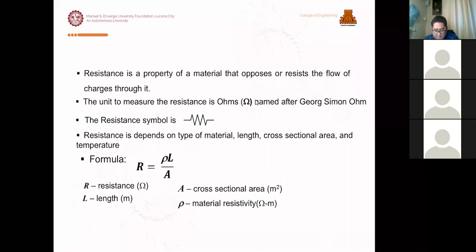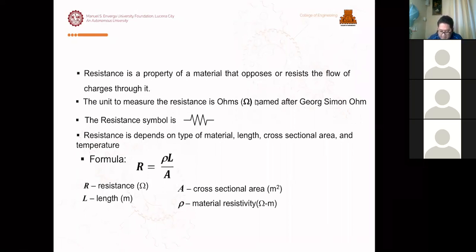Then, ito yung other characteristics niya. So, again, property siya ng material na nag-oppose or resist ng flow ng charge through it. Then yung unit of measure ng resistance is ohms, named after George Simon Ohm. And yung resistance symbol is yan, yung mukhang kidlat, no? Then resistance depends on the type of material, length, cross-sectional area, and temperature. Okay? So ito yung mga kung saan siya dependent.